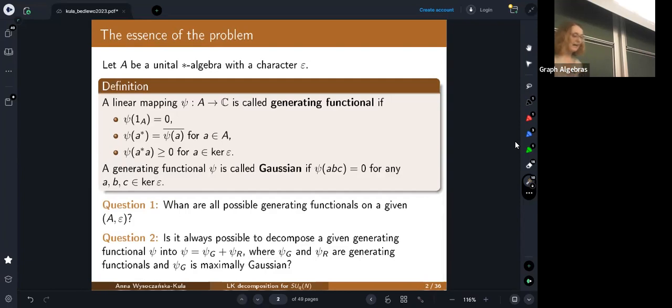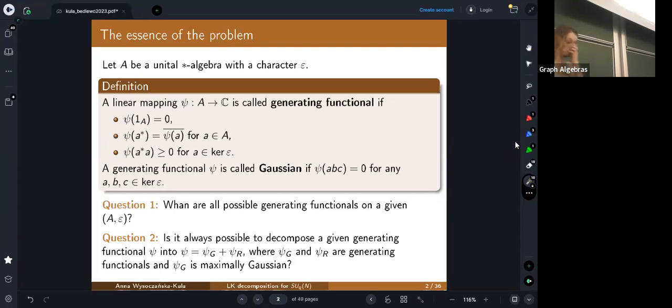So the problem I'm going to study today can be stated in a very easy way. If we start with a universal algebra and we find a character on it, then we can set up two definitions. A linear mapping from this algebra to the complex numbers will be called a generating functional if it is normalized, so on the unit it takes value 1, if it is Hermitian, and if it is so-called conditionally positive, so it takes non-negative values on positive elements from the kernel of this character. Such a generating functional is called Gaussian if it vanishes on any triple products from this kernel of the character. And we are interested in finding a description of all possible generating functionals on a given augmented algebra.